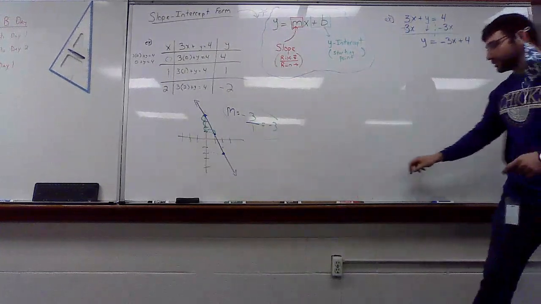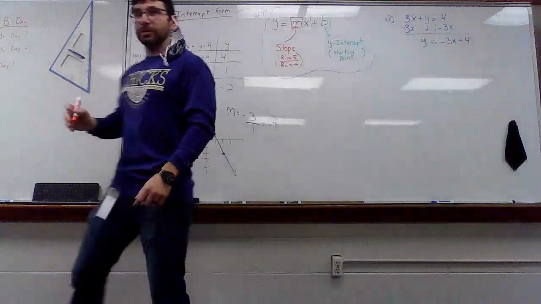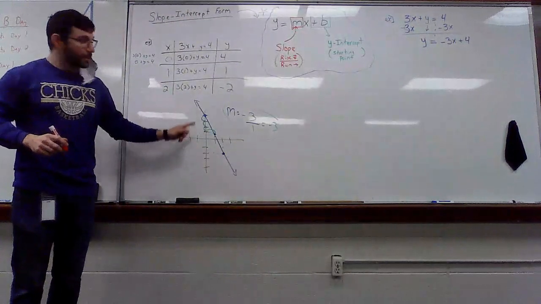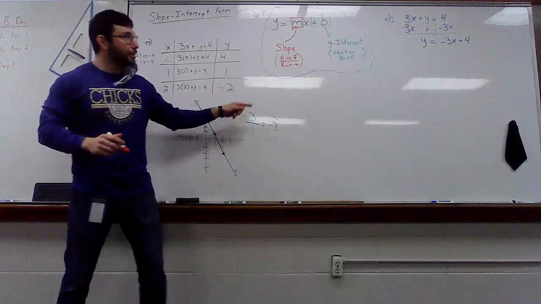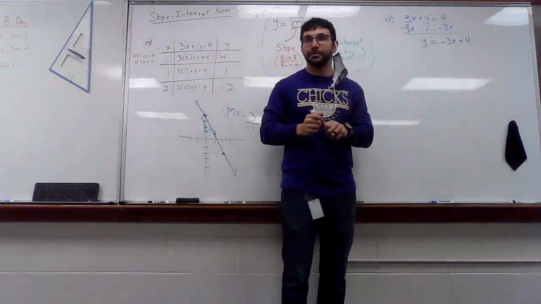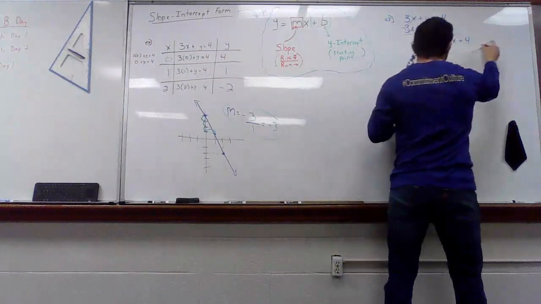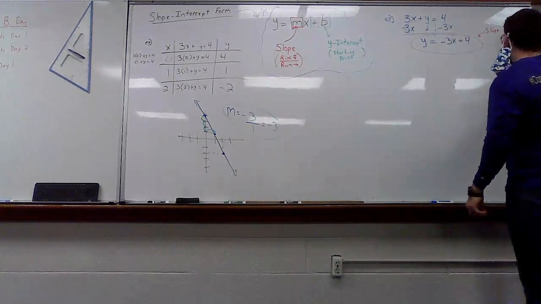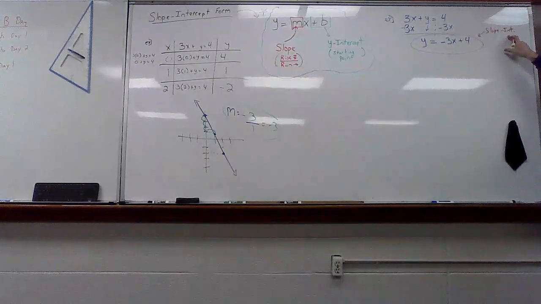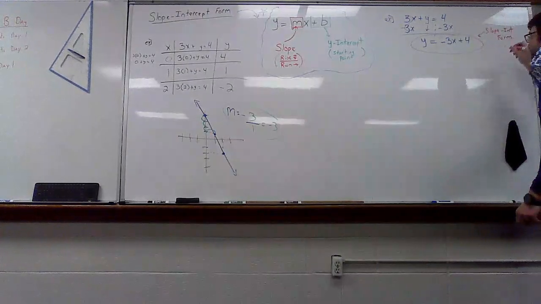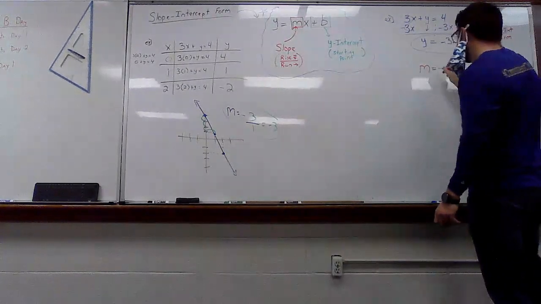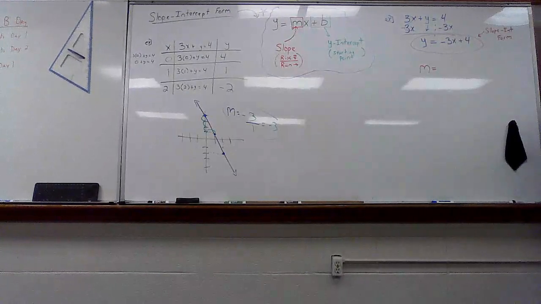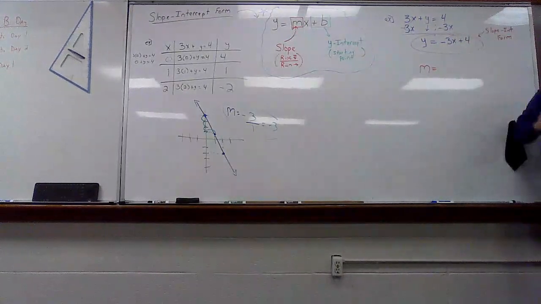Wait a minute. All of this work, then a graph, then counting to find slope. One step. This right here is in slope-intercept, and I'm going to abbreviate intercept as INT. Is everybody with me and understand? So this is slope-intercept form. Can we find slope now? As long as y is by itself, we can find slope.